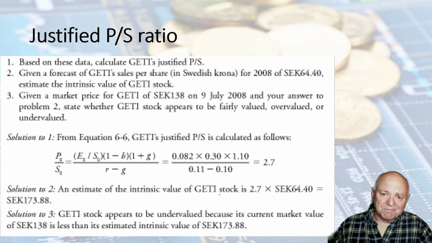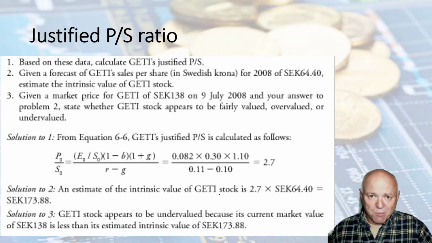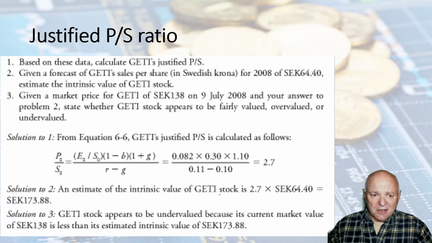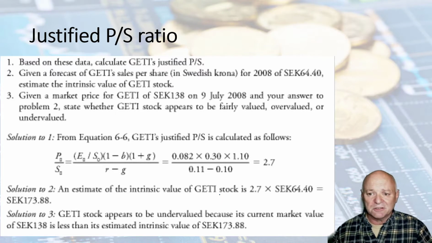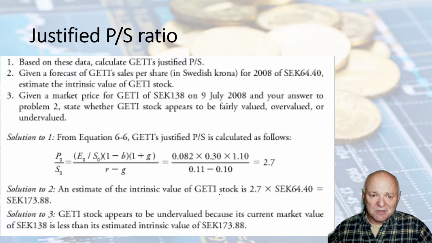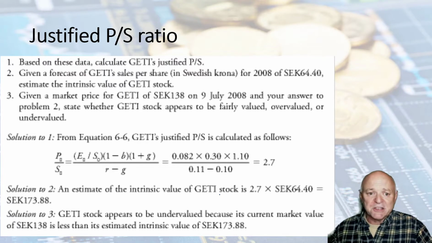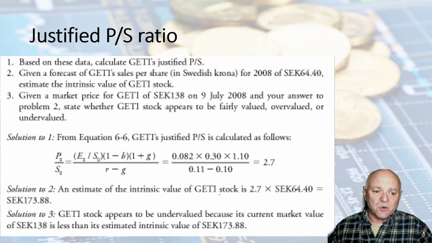Here we have a company called GETI, or Getty, this is their ticker symbol, a Swedish company, and we have reporting in Swedish krona. The company's sales per share are forecast at 64.4 Swedish krona. And from this, we want to be able to determine the justified price to sales, the intrinsic value of the stock, and to state whether or not we think the stock is fairly valued, overvalued, or undervalued. To go back to part one, calculate the justified price to sales ratio.